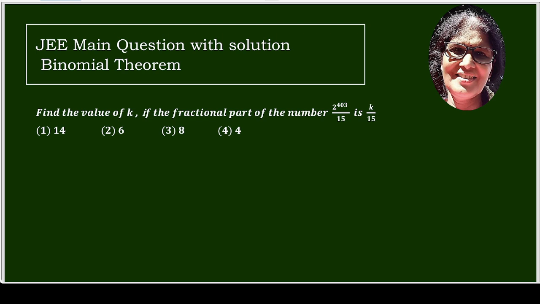The question is from JEE Main based on binomial theorem. Find the value of k if the fractional part of the number 2 raised to the power 403 over 15 is k over 15. The options are 14, 6, 8 and 4.